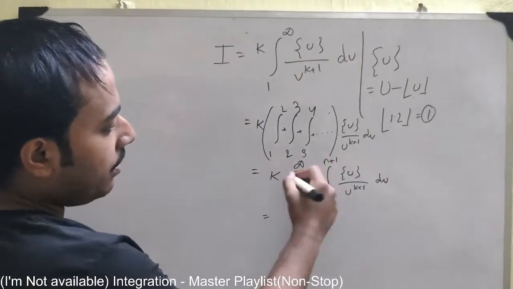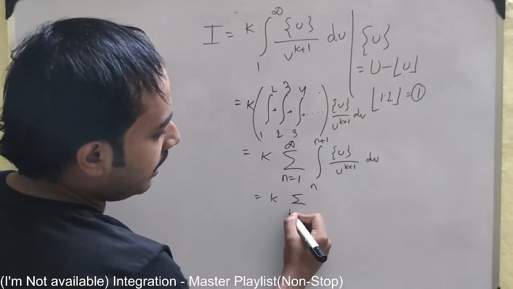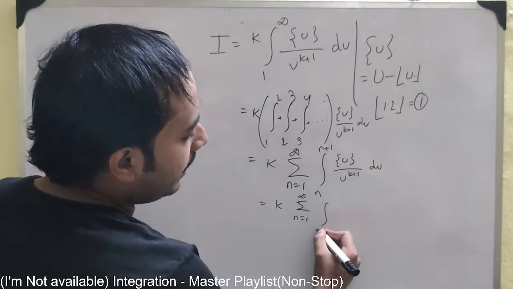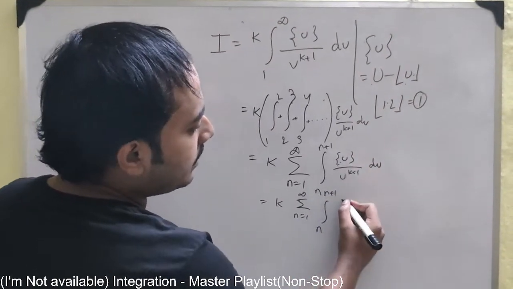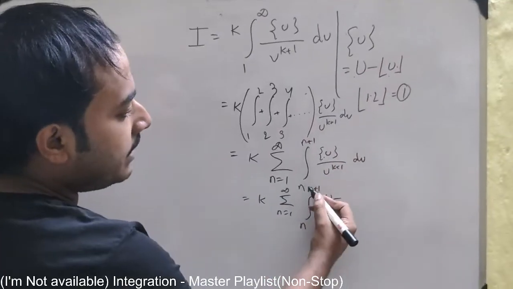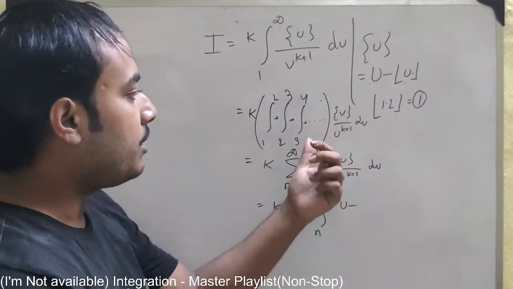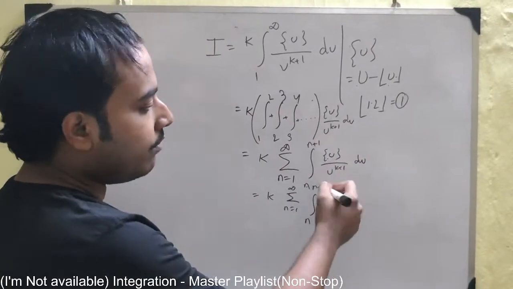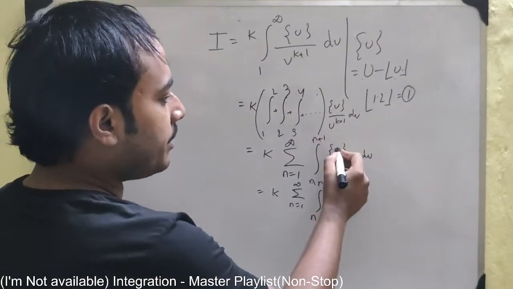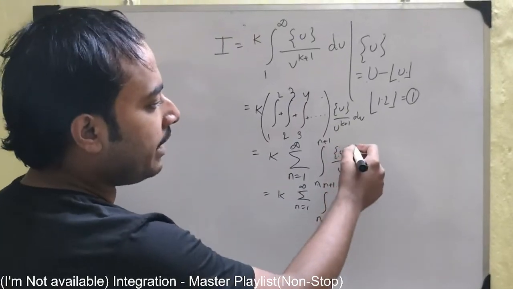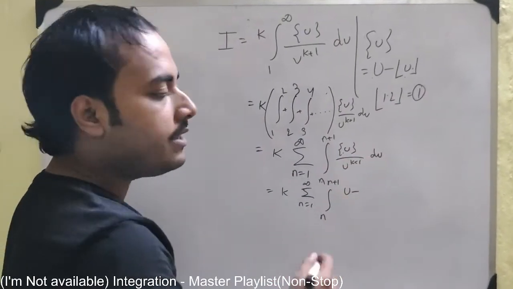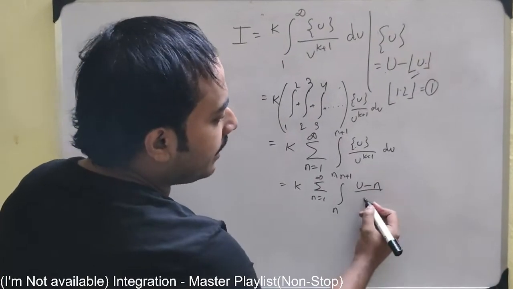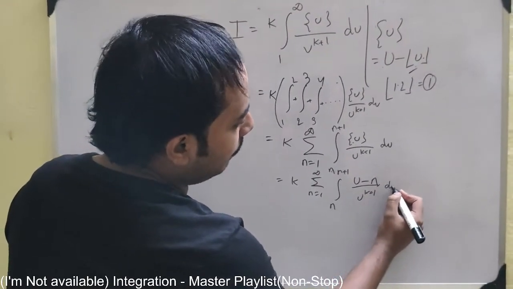Now we can write this as the summation n equals 1 to infinity. Since this u is basically equal to this, we can write n to n plus 1. This is u minus the integer part of u inside the interval n to n plus 1, where n and n plus 1 are integers. The integer part is simply n, because n is the greatest integer that is less than u in this interval, right? Because u right now is between n and n plus 1, so the integer part of u would be n. It is n point something. So u minus n, divided by u to the power k plus 1 du.